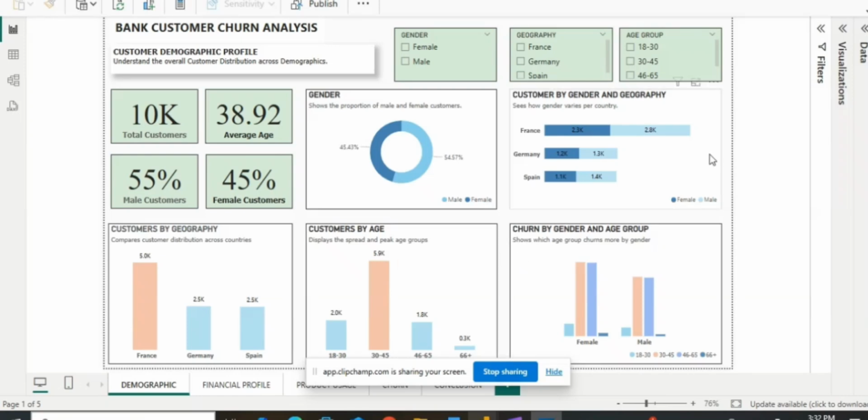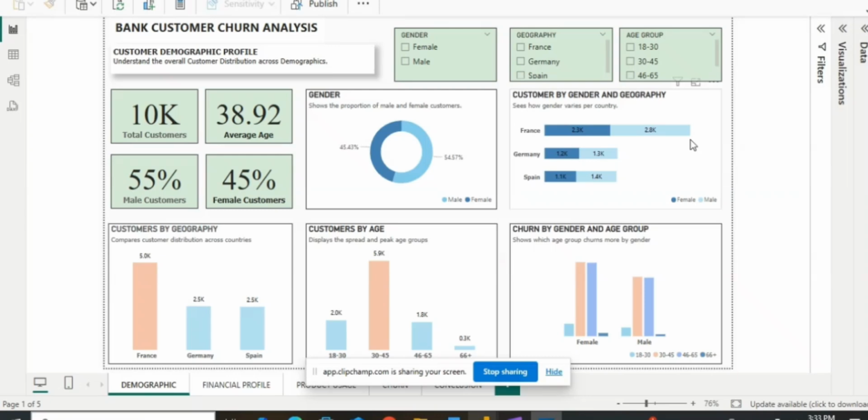So we have customers by gender and geography. In France, France has a higher number of male customers compared to female, while Spain has a higher number of male customers compared to female. Same thing with Germany, a higher number of male customers compared to the female customers.